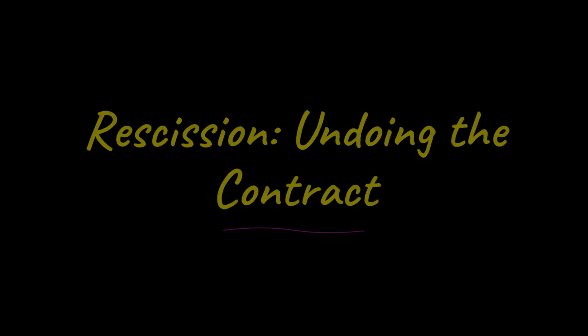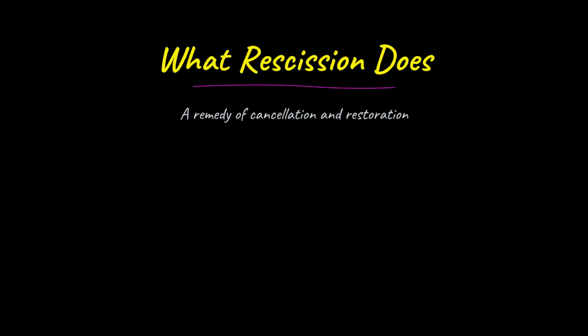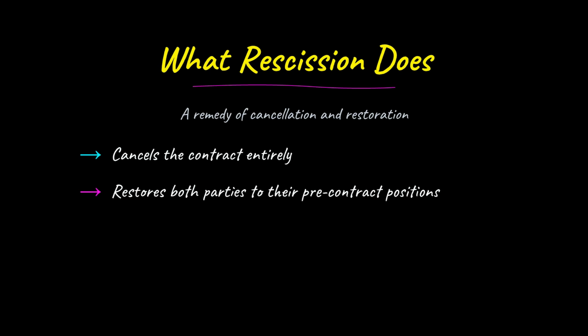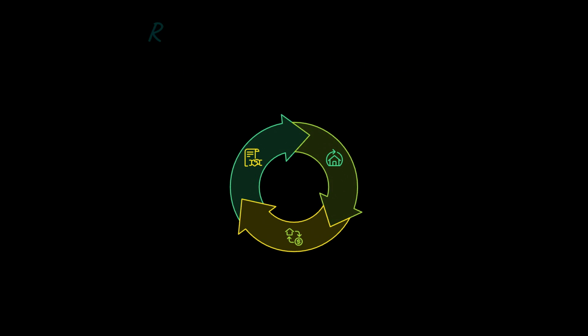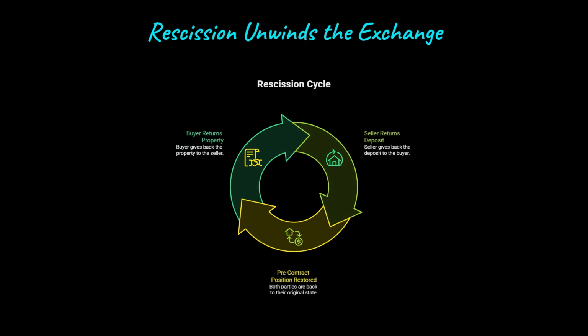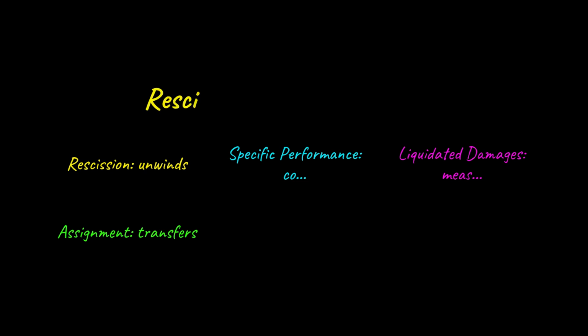When a contract is tainted by fraud, the wronged party often doesn't want damages or enforcement. They want the whole deal erased. Rescission cancels the agreement and restores both sides to where they stood before signing, unwinding whatever was exchanged. It's the appropriate response whenever consent to the deal was corrupted from the start by fraud, misrepresentation, mistake, or duress. Picture a defrauded buyer. The deposit flows back to them, the property flows back to the seller, and both end up exactly where they stood before the contract existed.